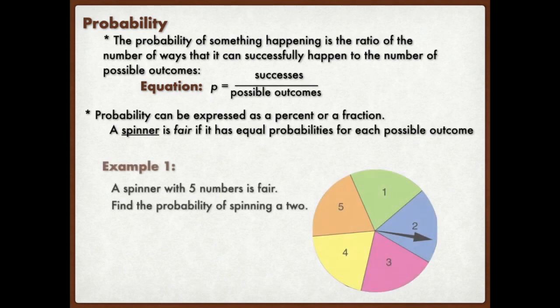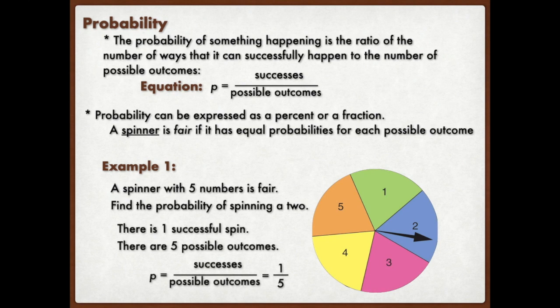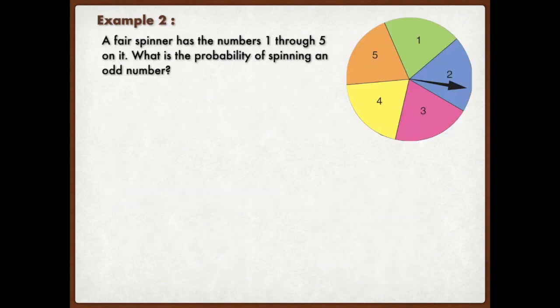Here's an example. Here's our spinner. There's a total of 5 possible outcomes. The question is, find the probability of spinning a 2. So there's only one 2 out of these 5 possible outcomes. So that would have to be a 1 out of 5. So only one space has a 2 on it. That's what we're trying to succeed in getting. And then our possible outcomes are all the numbers on the board, and there's a total of 5 numbers on the spinner.